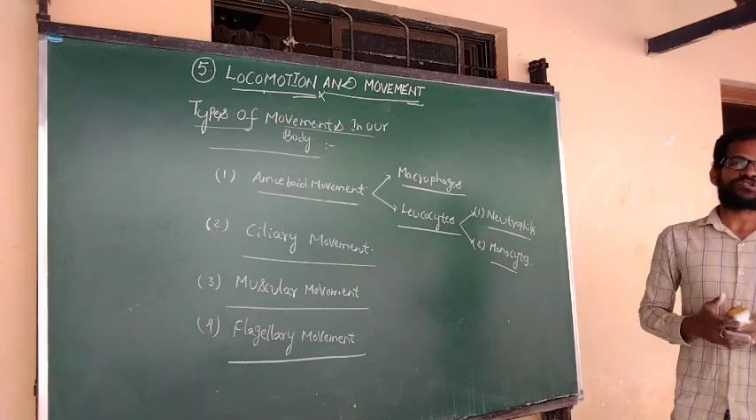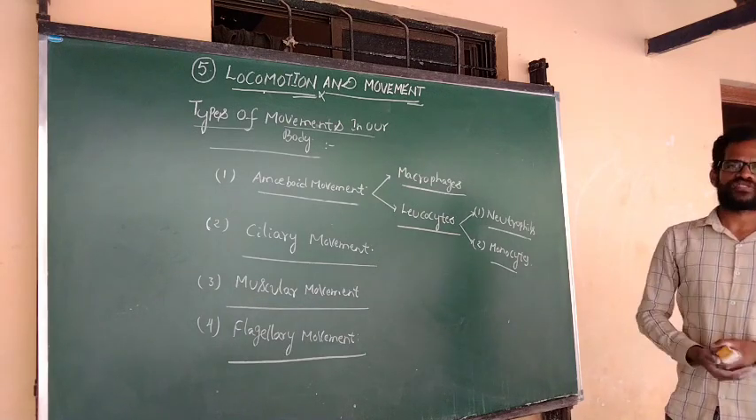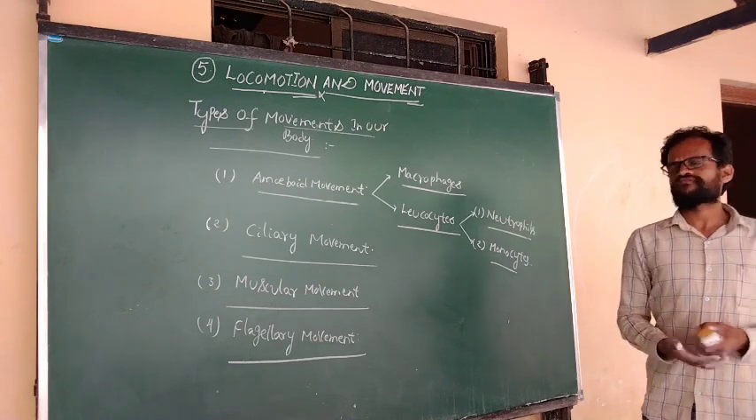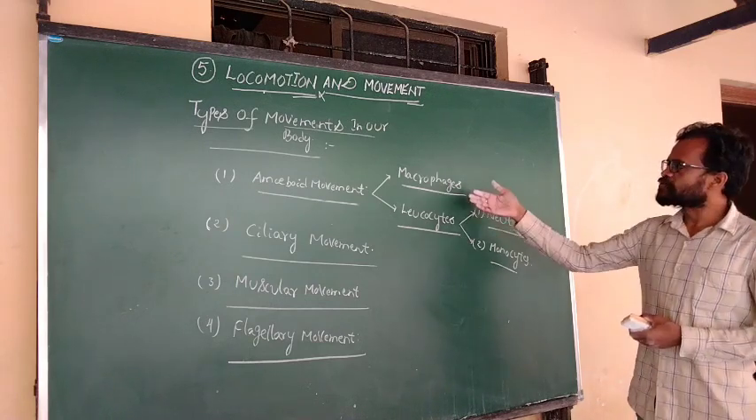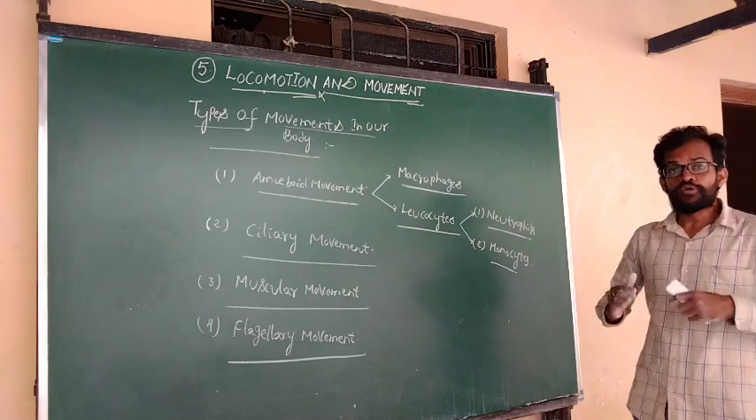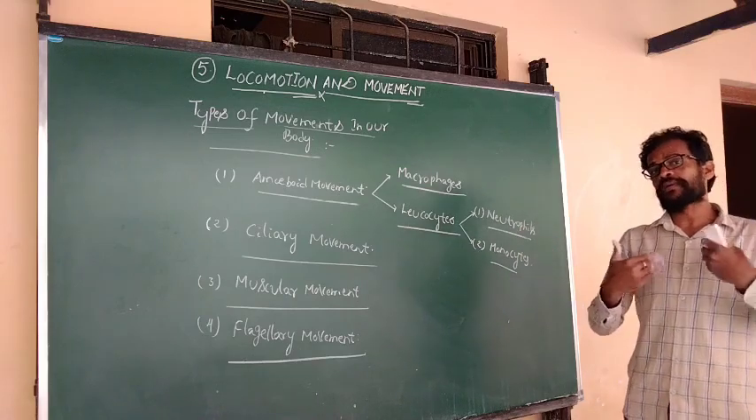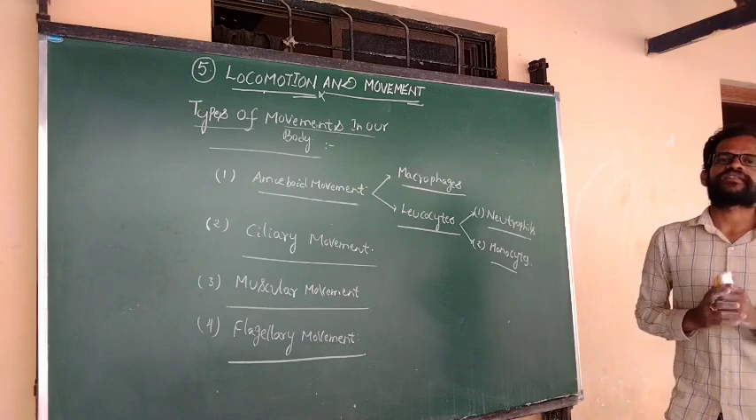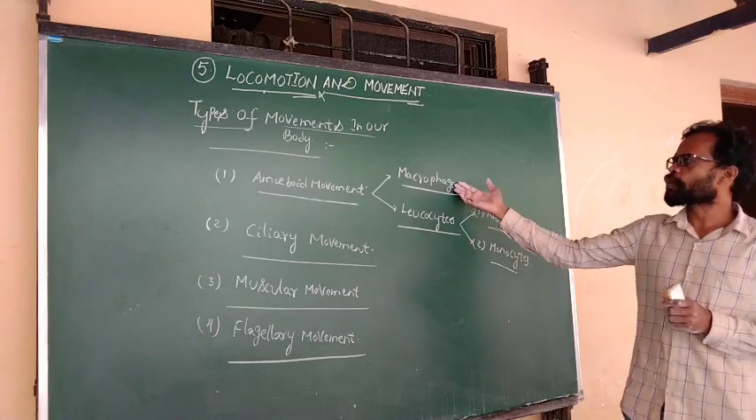Whenever they reach the body tissues, the tissues contain thousands of microorganisms. These two cells are helpful because they show amoeboid movement. They engulf the foreign material. That is the main target for the macrophages and leukocytes.